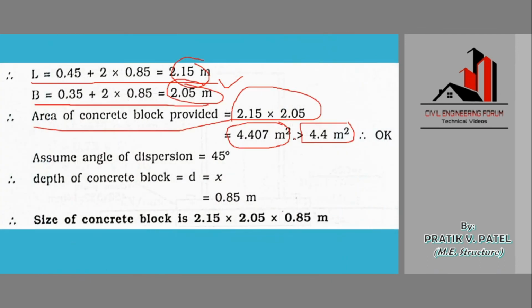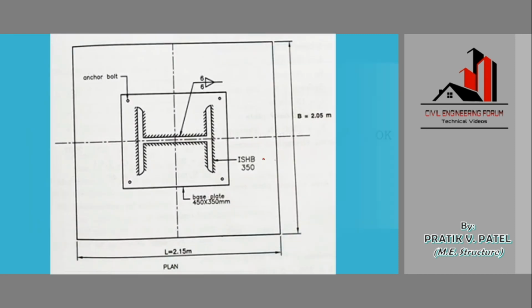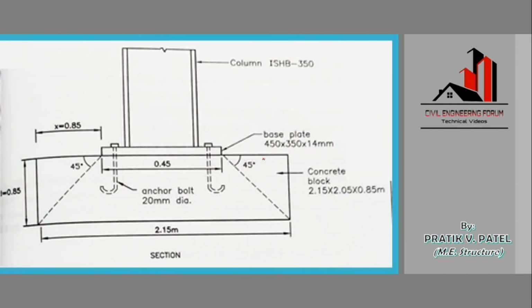Now we need to fix the depth of the concrete block. In order to find the depth, we'll talk about the dispersion angle. We have the value of x as 0.85, which we just found. We are taking this angle as 45 degrees. We have to take this angle as 45 degrees. This is 0.85, so if we have one side and one angle, then we can find the other side.